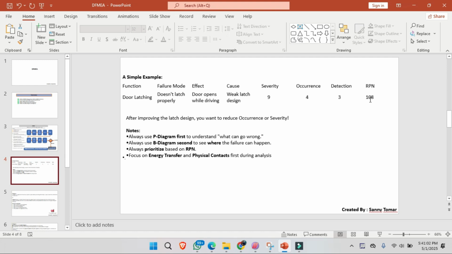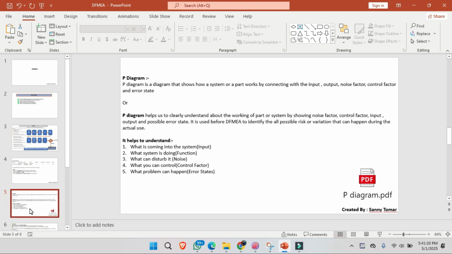After that, we need to take action to resolve the issue of door latching not working properly, and the effects. All the issues we need to close with the help of the DFMEA, and then move on to the fifth slide.